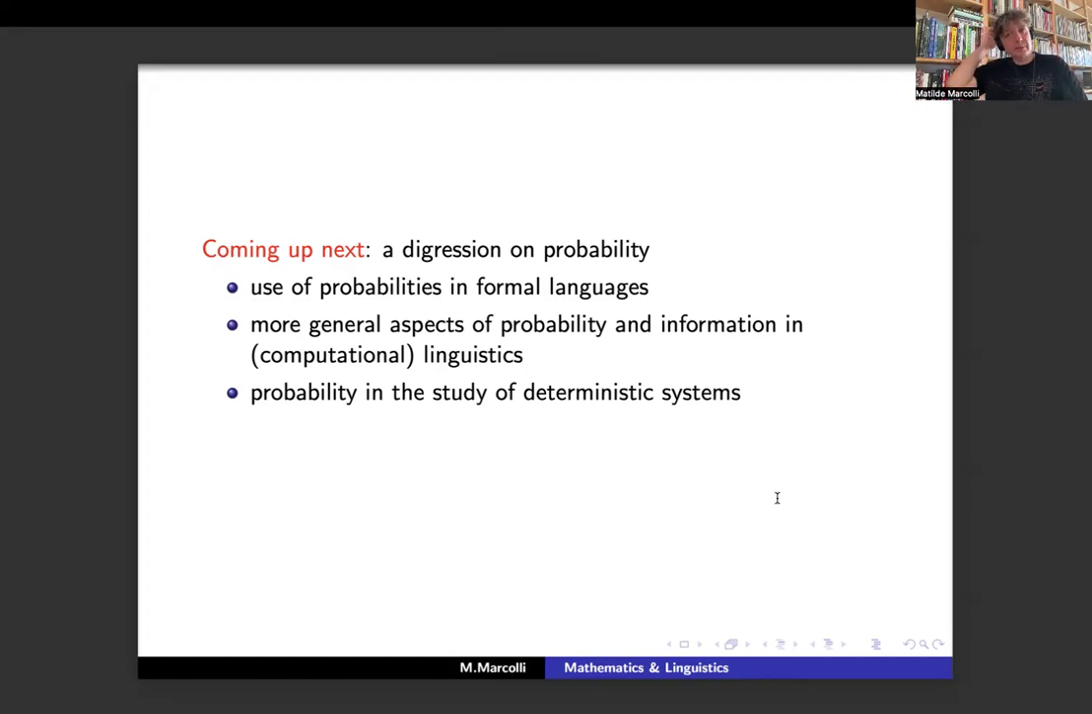And so, because I will need that later on, I want to also give a bit of a historical perspective on the role of probabilities in linguistics and in generative models like formal languages. So that's the thing that I am going to discuss next.